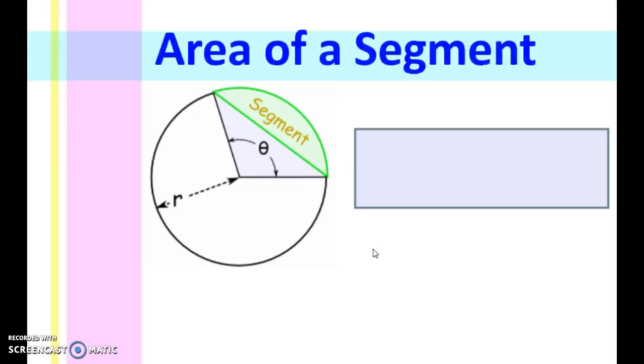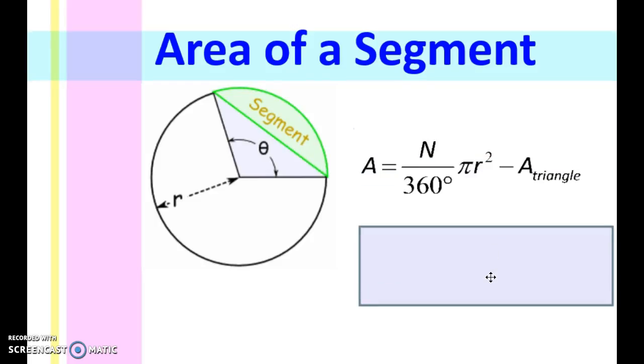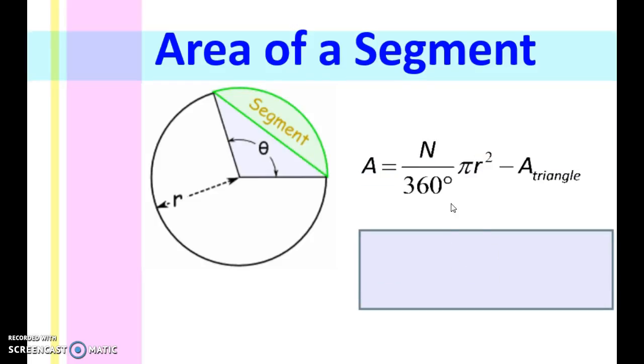Finally, here we have the area of a segment. And a segment, I always talk about it being a piece of the pizza crust, where you're going to only be looking at this little piece on the outside of the circle. And this is really just taking the area of a sector, so this is the area of a sector right here, and subtracting the area of the triangle that is on the inside, and that will give you that little piece.